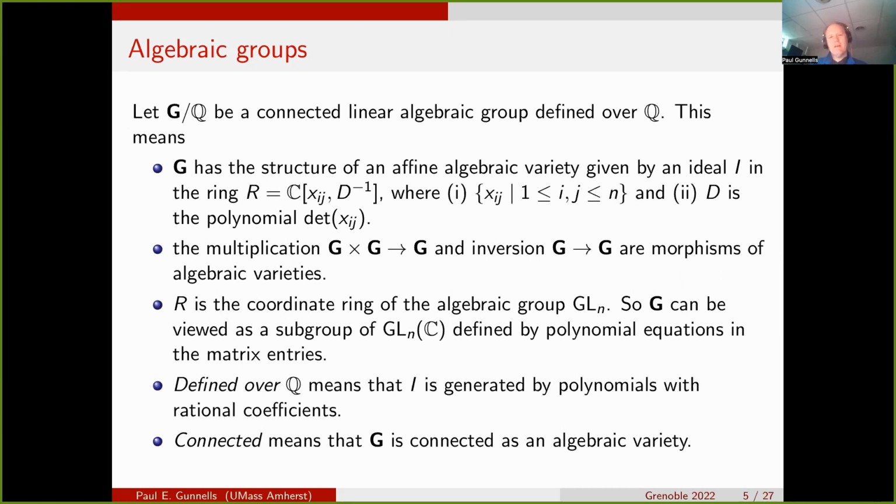I'm going to take a very low level approach to algebraic groups. I'm not going to do everything in the most generality. I just want to try to give an idea for people who maybe have never seen them or only lightly seen them before. So G is going to be a connected linear algebraic group defined over Q. So what this means is, first of all, G is an affine algebraic variety. It is given by an ideal in a polynomial ring. In the polynomial ring, I'm just going to take complex coefficients just to make it easy.